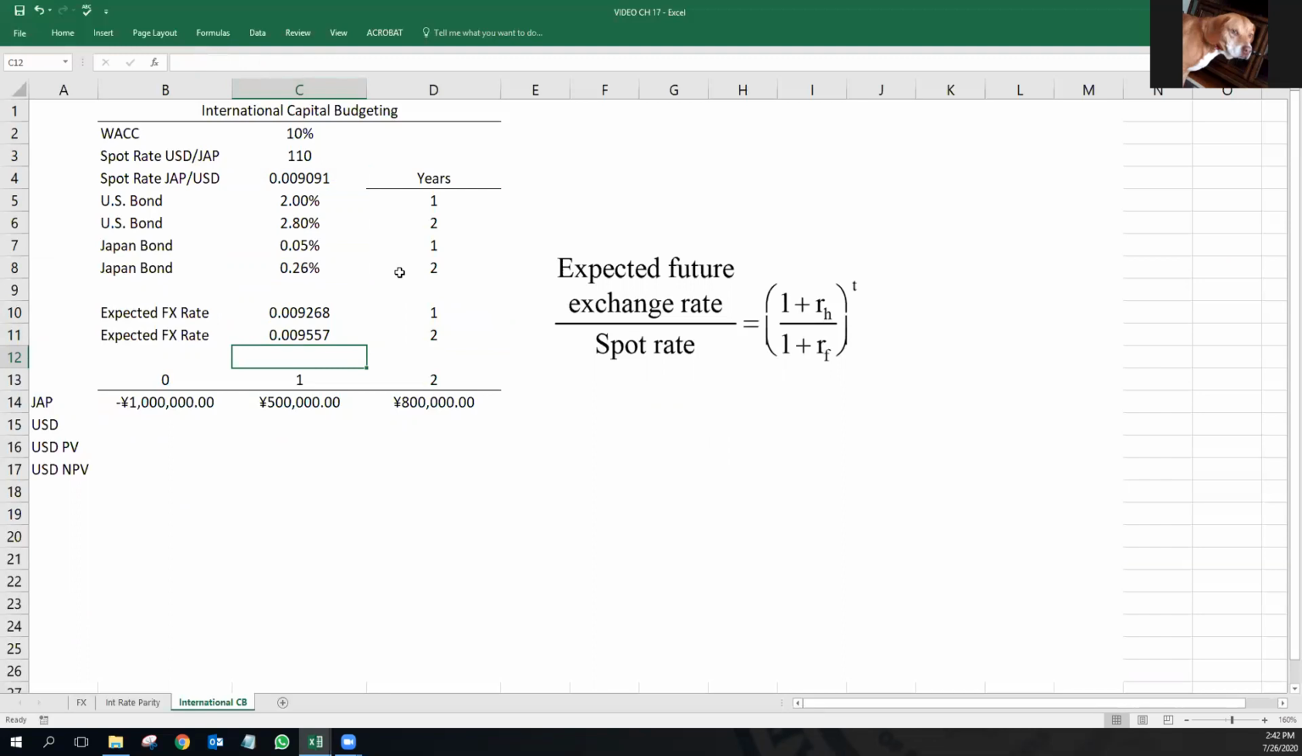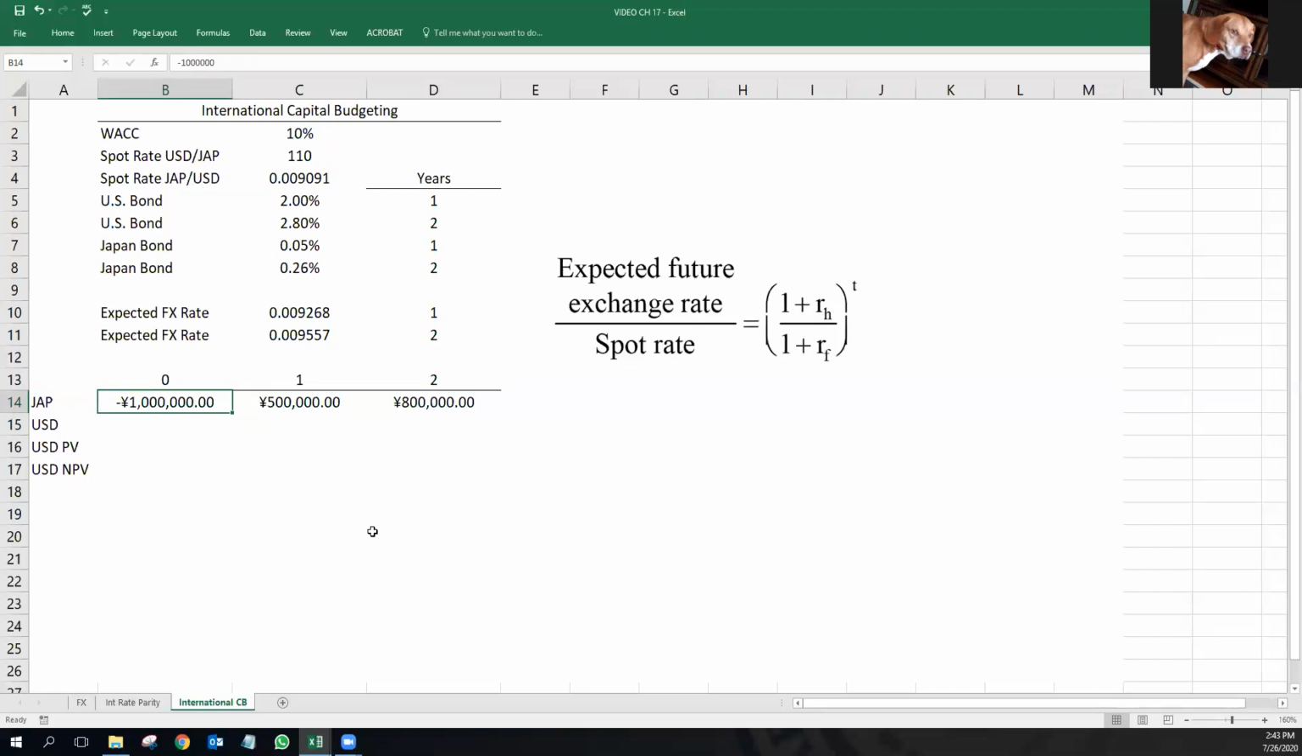Now, why do we want those numbers? Because we want to convert those into dollars. So we have a spot rate, which is going to be our dollars today. Then we're going to have the expected exchange rate in 1 year from now. And then we're going to have the expected exchange rate 2 years from now. So for your project in Japan, you invest 1 million yen, the Japanese yen. So that's a negative 1 million yen.